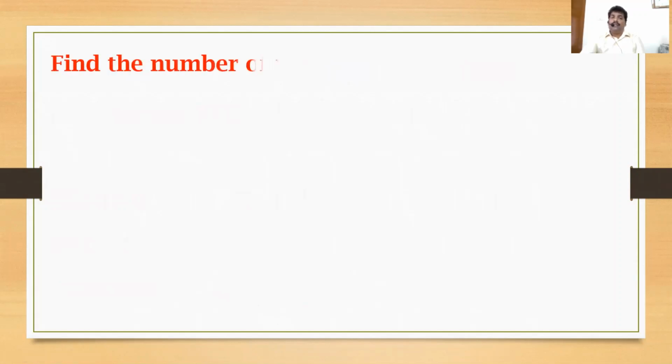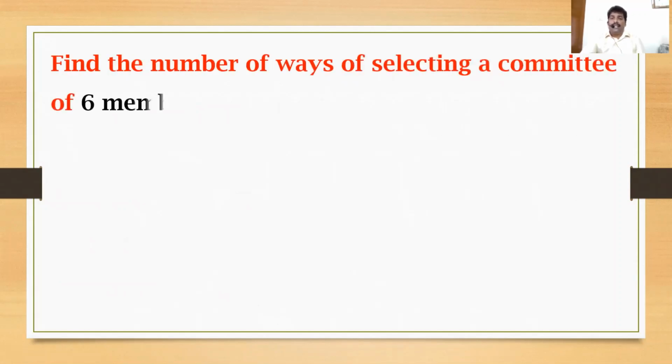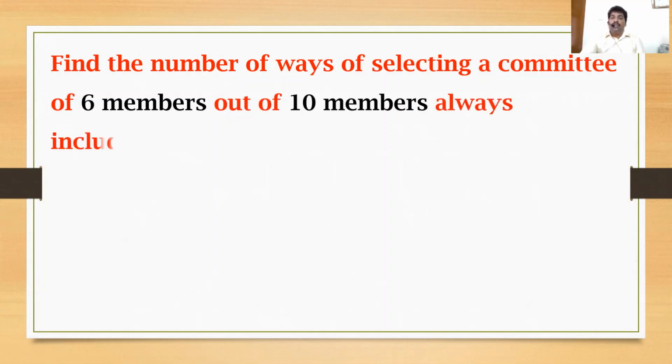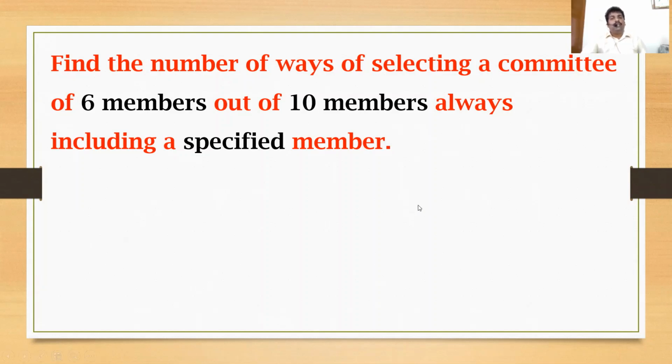Next question is, find the number of ways of selecting a committee of 6 members out of 10 members, always including a specified member. You see the difference between the previous question and this question. Here also, selecting a committee means again combination. But here a condition is given. What is the condition in this question? Always including a specified member. In the previous problem, there was no condition, only 5 members out of 6 men and 3 ladies. But in this question, out of 10 members, we have to select 6 members, but the condition is always including a specified member.